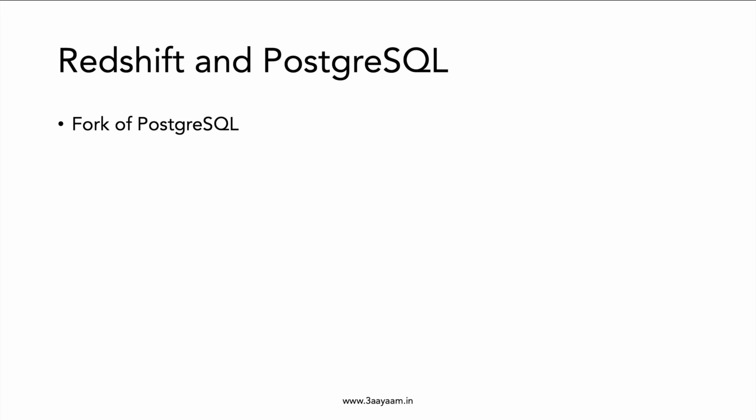The reason is because Redshift is a fork of PostgreSQL. It is based out of PostgreSQL. So AWS took the open source code of Postgres and then they created Redshift out of it. So that's why some of the basic commands and syntaxes are the same, but that's all. A lot of features, a lot of things are not the same in Redshift and Postgres. So let's take a high level look at those things.